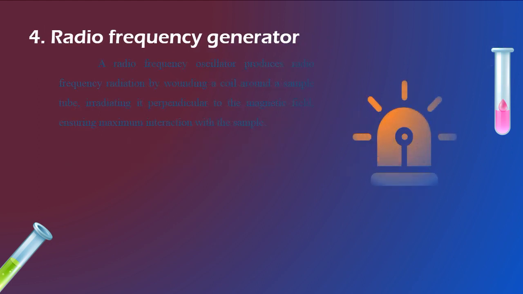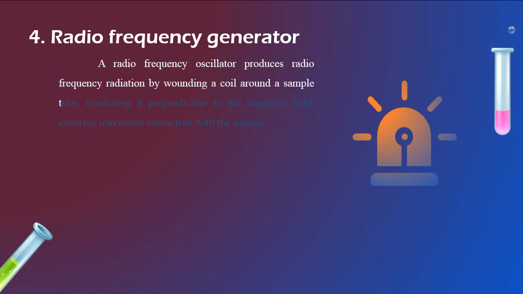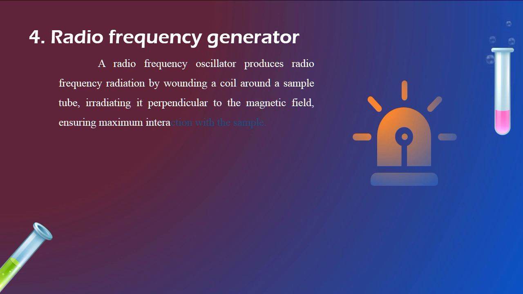The radio frequency generator. A radio frequency oscillator produces radio frequency radiation by winding a coil around a sample tube, irradiating it perpendicular to the magnetic field, ensuring maximum interaction with the sample.